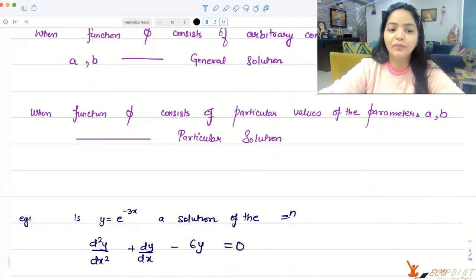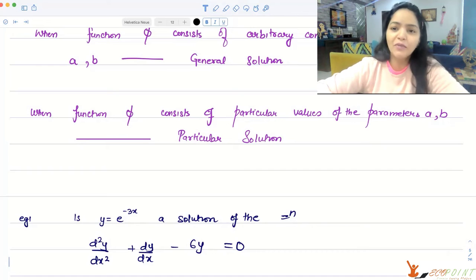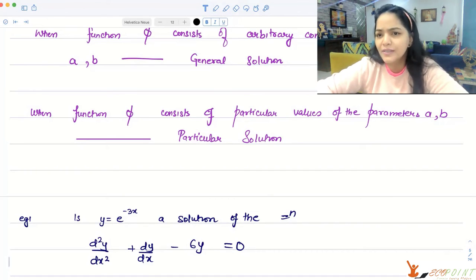Examples. Is y equal to e to the power minus 3x a solution of the equation d2y upon dx squared plus dy upon dx minus 6 times y equals 0? Very easy to see. Why? Because this time I'm just giving you a solution, not asking you whether this will satisfy this equation or not. It's very simple.